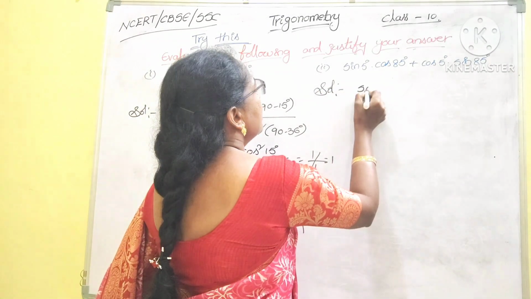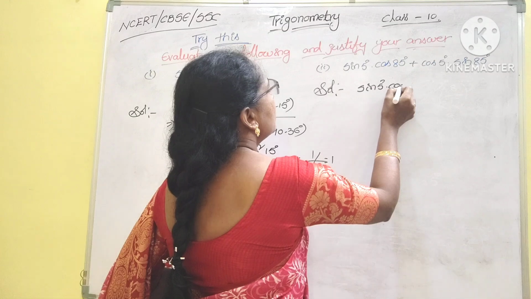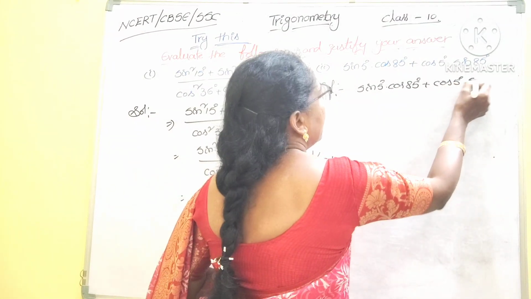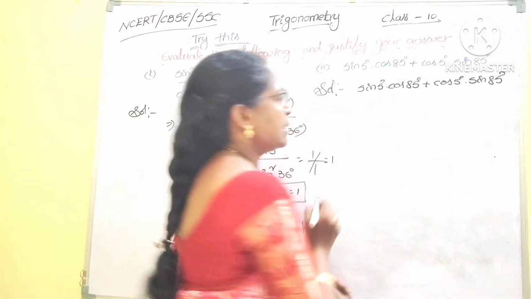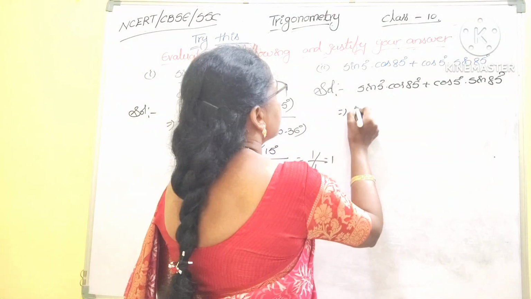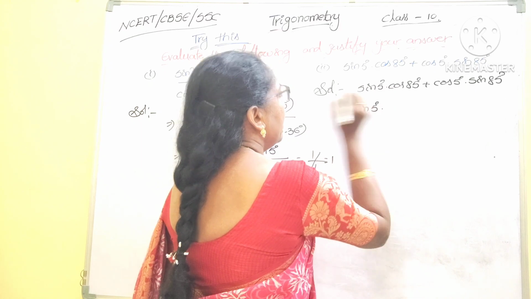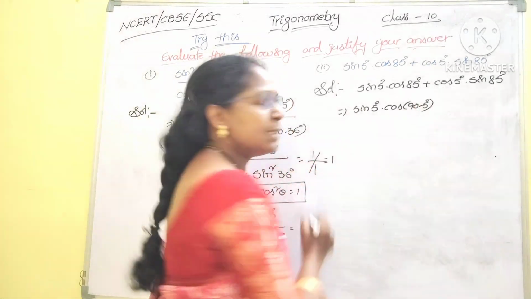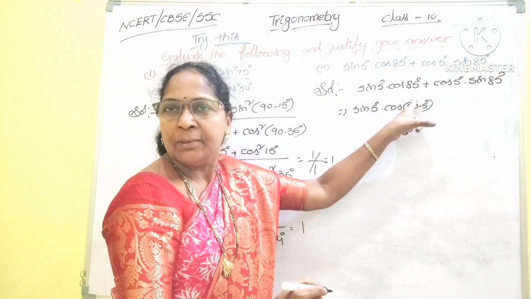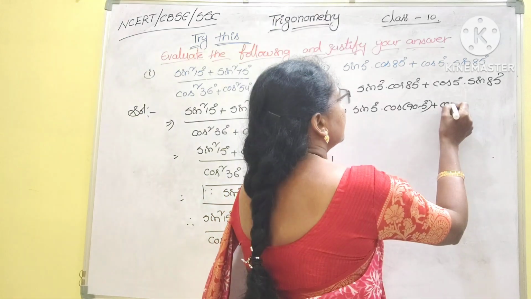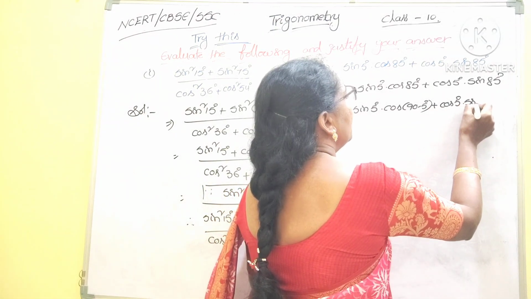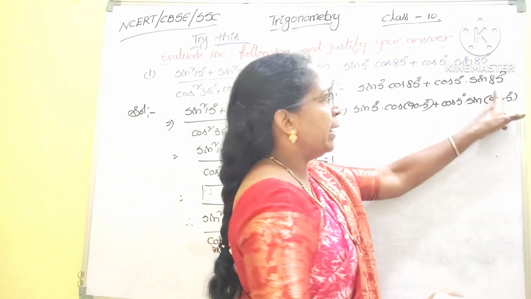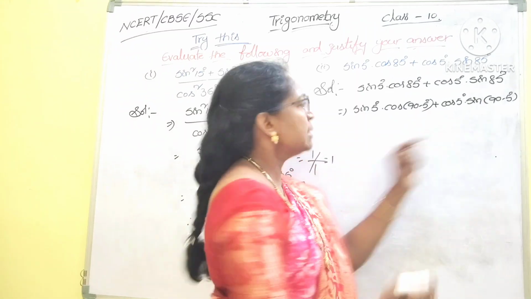Given thing first write sin 5 degrees into cos 85 degrees plus cos 5 degrees into sin 85 degrees. How can you solve here? Sin 5 degrees into cos 85 can be written as cos 90 minus 5 degrees. 90 minus 5 equal to 85, plus cos 5 degrees into sin 90 minus 5 degrees. Instead of 85 degrees, I have written here 90 minus 5 degrees.